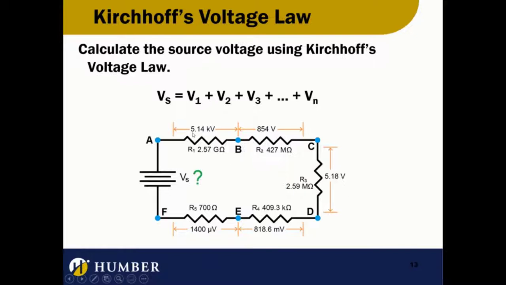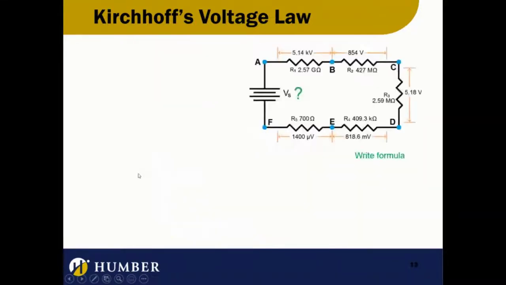Okay, I'm having a huge voltage drop across this. I've got kilovolts, and then I've got this huge voltage, 854 volts down here. I've got 8.15 volts down here. I've got 118.6 millivolts, and over here I've got microvolts. That's ridiculous. Wow, I've got to add this plus this plus this plus this plus this, and that will give me the total voltage. All right, I'm going to go ahead and do the math here.